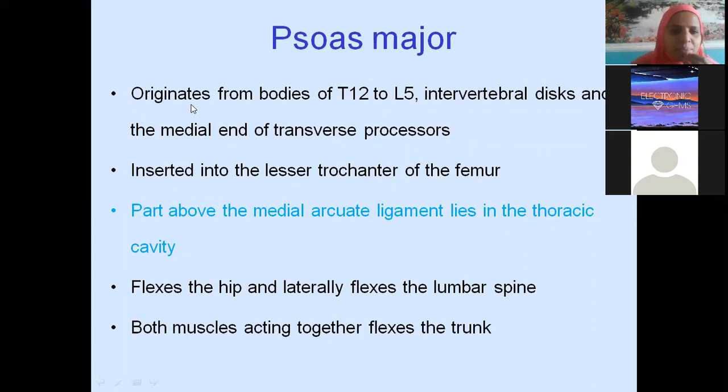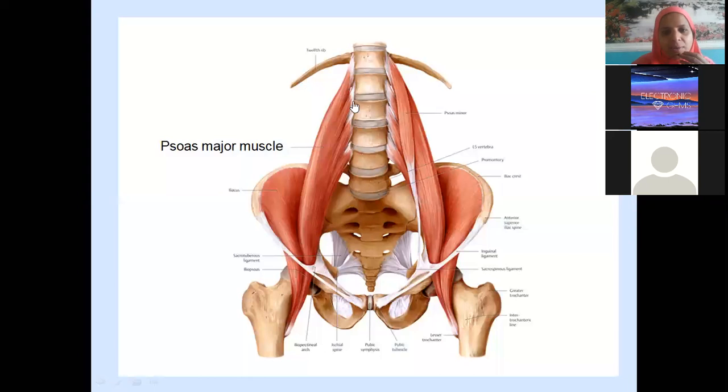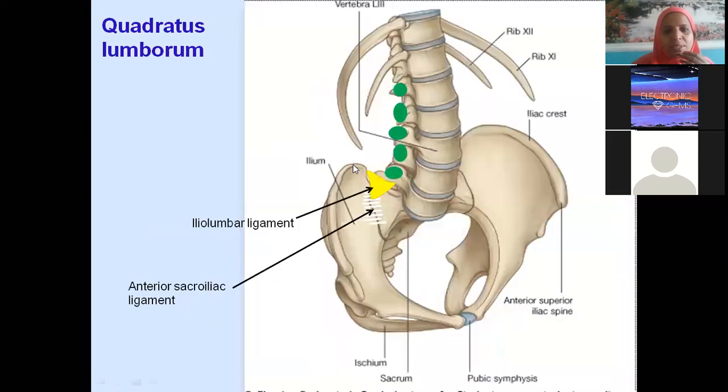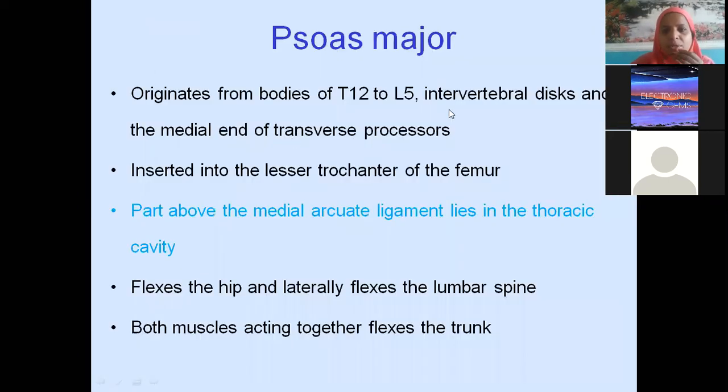Okay, but see psoas major, exactly from where it is originating. See, the bodies of T12 to L5. These are the bodies. Then the intervertebral disc and the medial ends of the transverse processes. So it is inserted into the lesser trochanter of the femur.